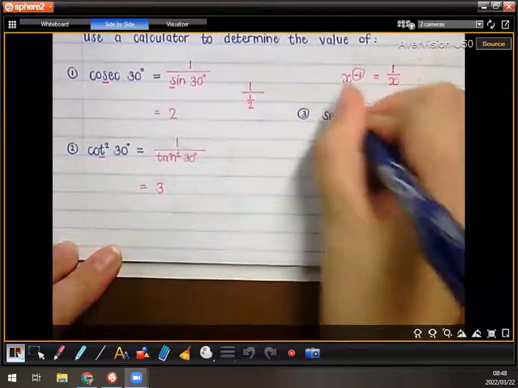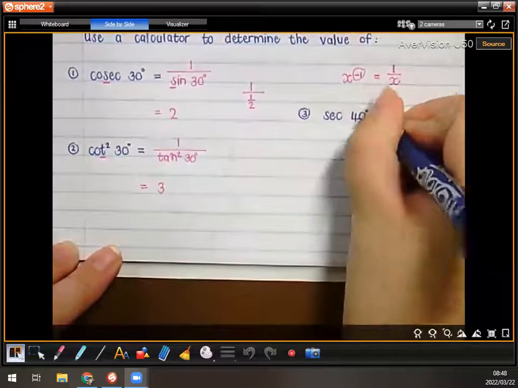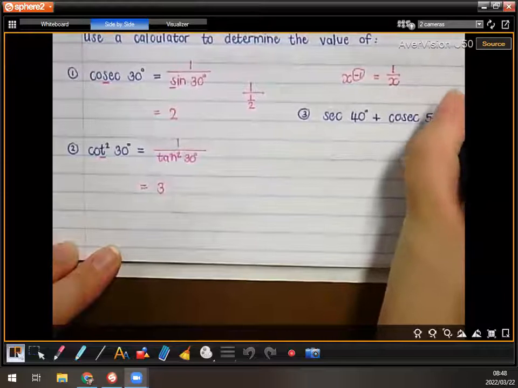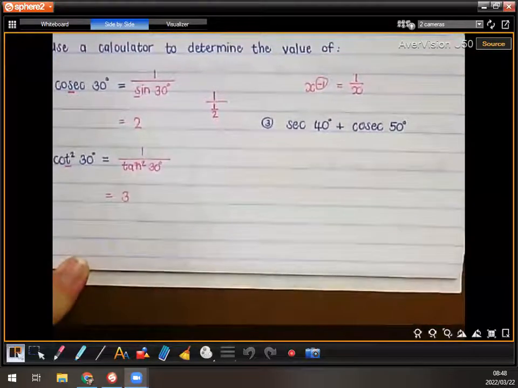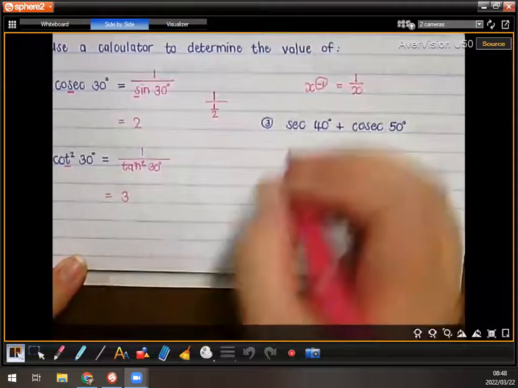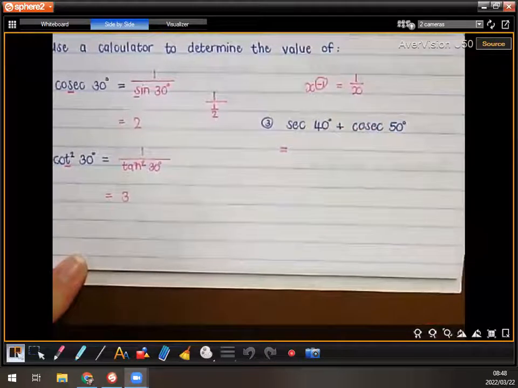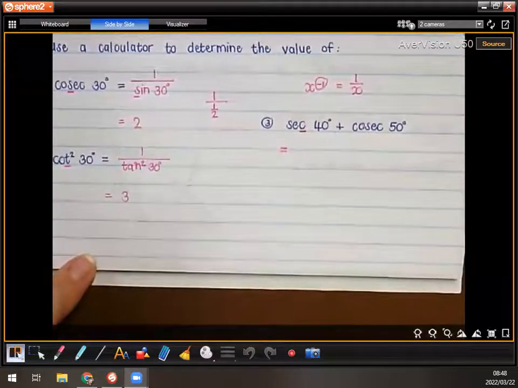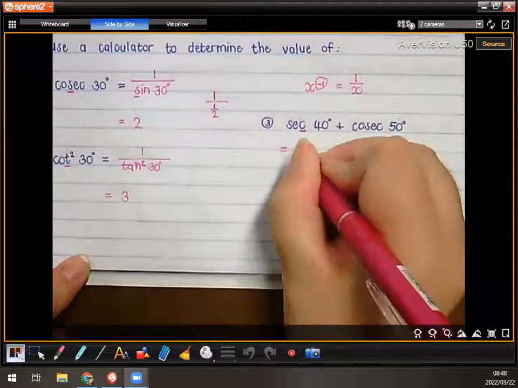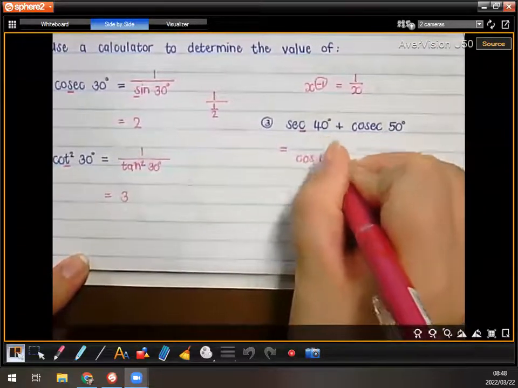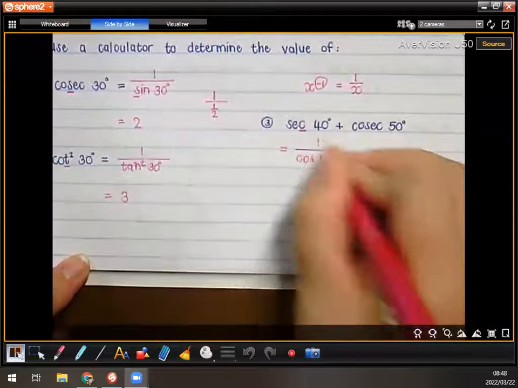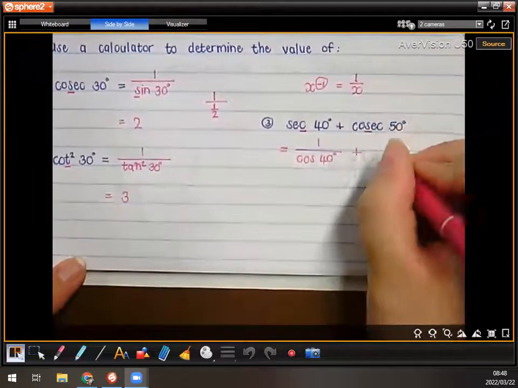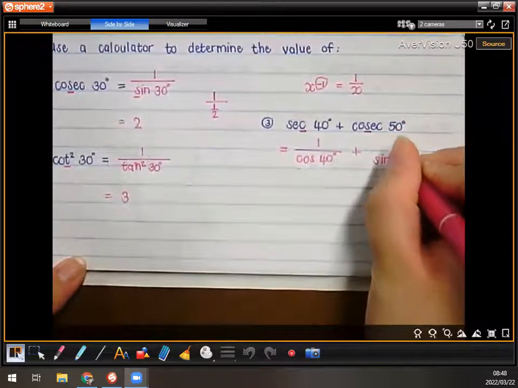Sec 40 degrees plus cosec 50. Right, sec, the third letter is C, so it's the reciprocal of cos. So we have 1 over cos 40 plus cosec, the third letter is S, and that's 1 over sine 50.